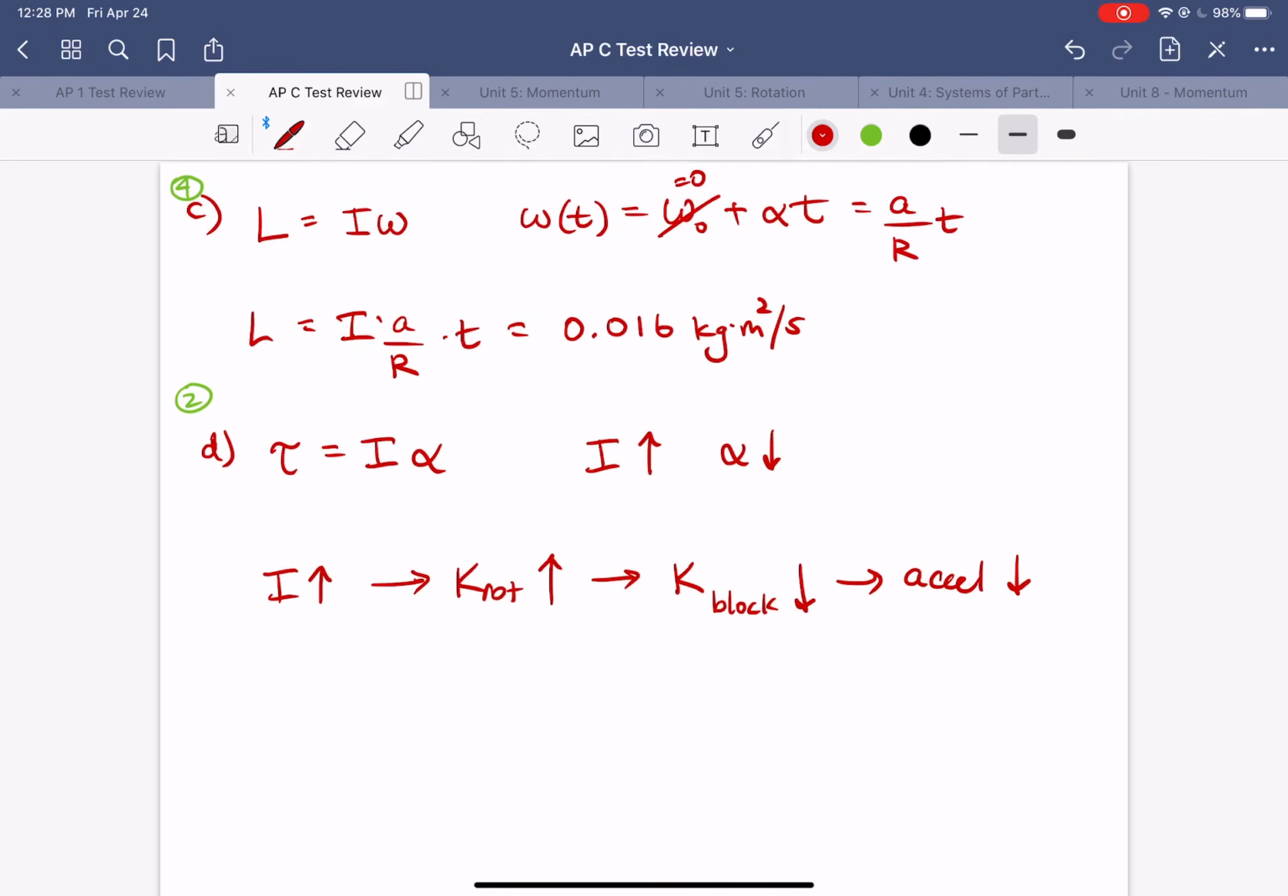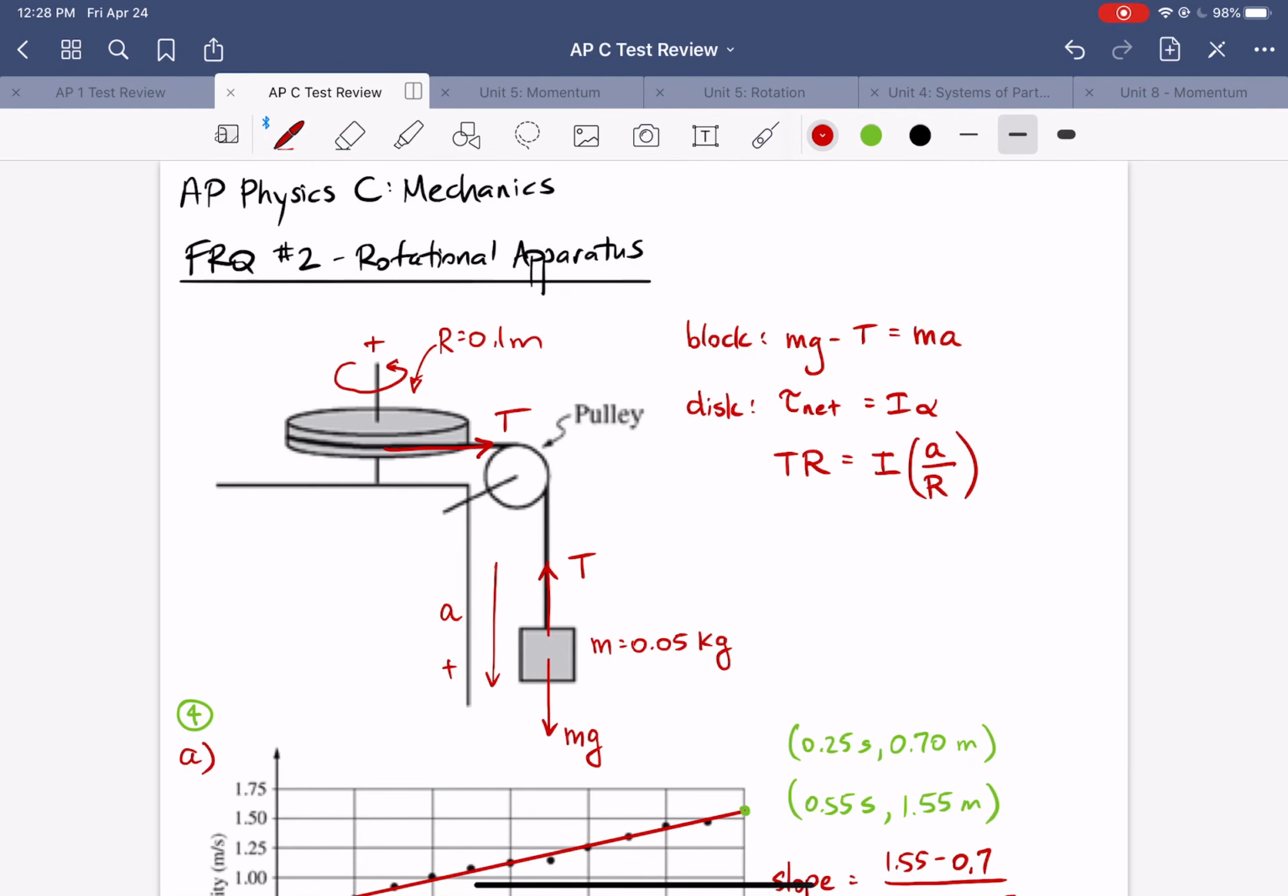All right, so this is yet another example of a problem with rotational motion. So hopefully you were all able to follow the main ideas behind this problem and the solution.